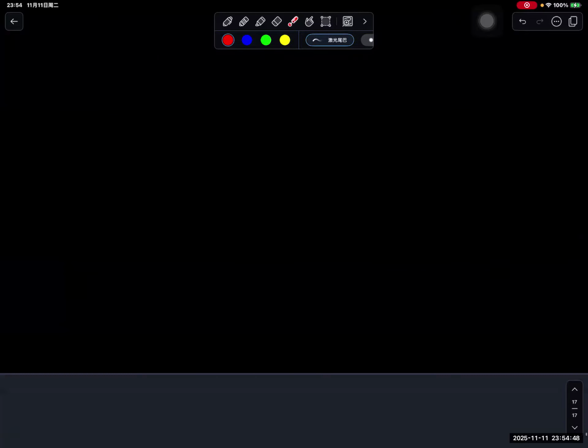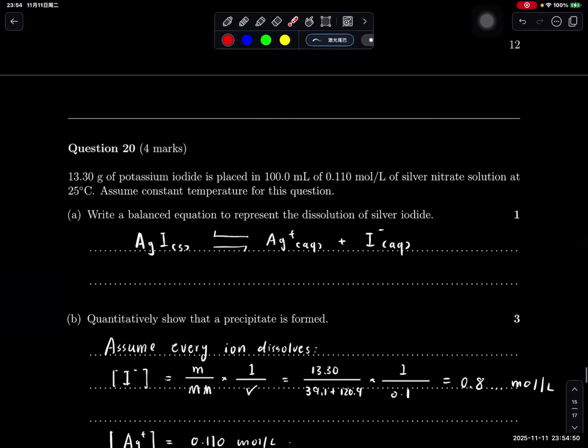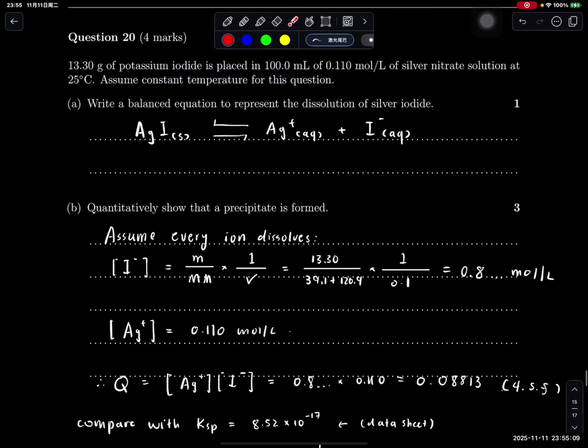How many questions did I write for this? Actually, a lot. Okay, 13.3 grams of potassium iodide is placed in 100 ml of 0.11 moles per liter of silver nitrate solution at 25 degrees Celsius. Assume constant temperature for this reaction. Right, so that's the equation. Quantitatively show that the precipitate is formed.